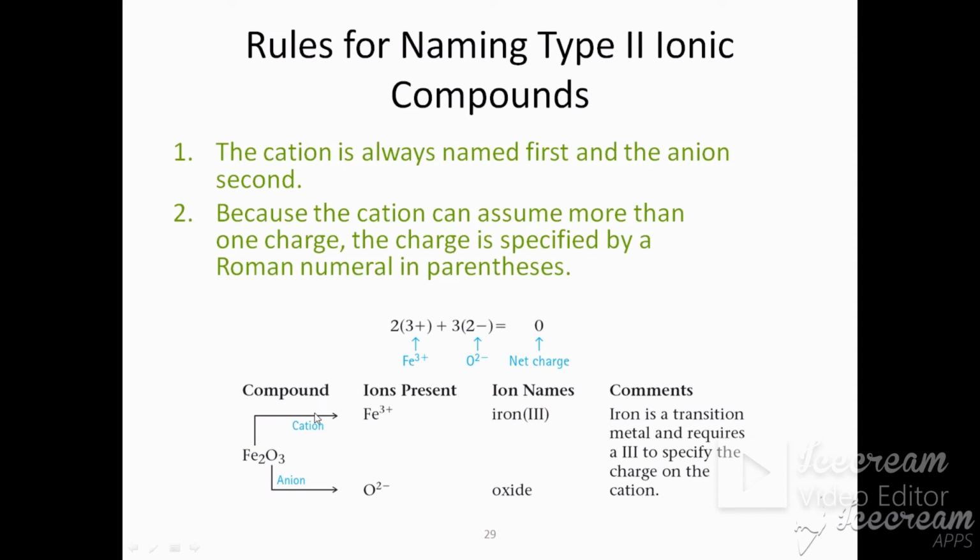Examples of compounds, ions present, and ion names are shown here. Comments: iron is a transition metal and requires a Roman numeral to specify the charge on the cation.